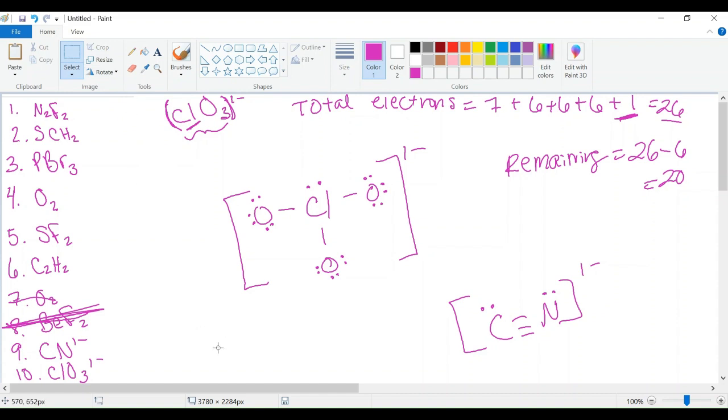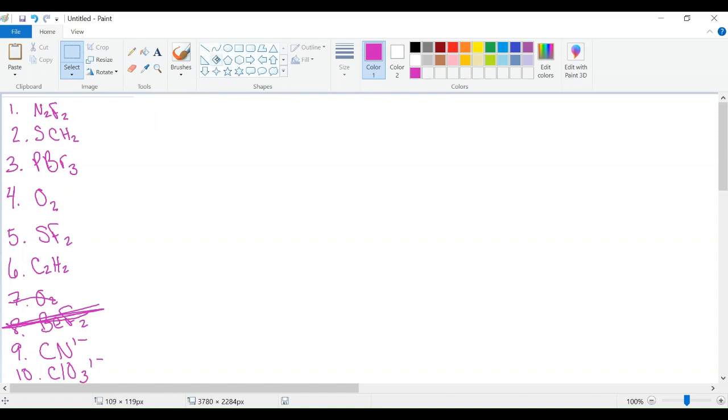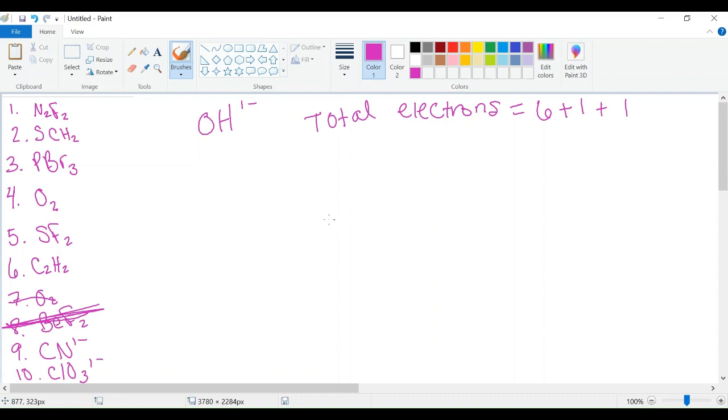All right, last example is OH 1 minus, my hydroxide ion. So I have OH 1 minus, that is written down there below ClO3, you just can't see it, it's there. So OH, I start with total electrons. It's going to be 6 from the oxygen plus 1 from the hydrogen plus that extra electron that's turning this into a charged ion. So altogether that is 8 electrons.